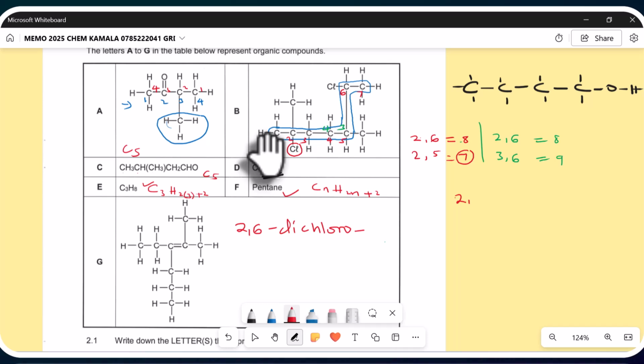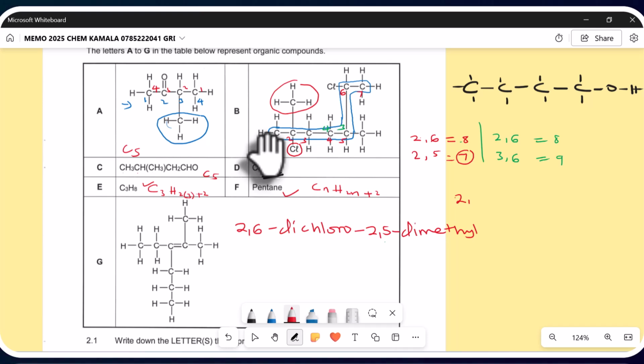So our answer is 2,6 dichloro, meaning there are 2 chloro at branches here, and the 2,5 dimethylheptane. So this is our IUPAC name for this compound B. And I hope we are together. Let us proceed. Next question here.